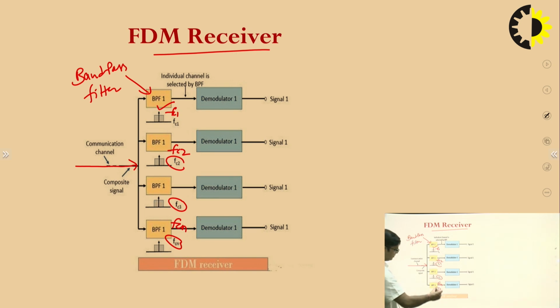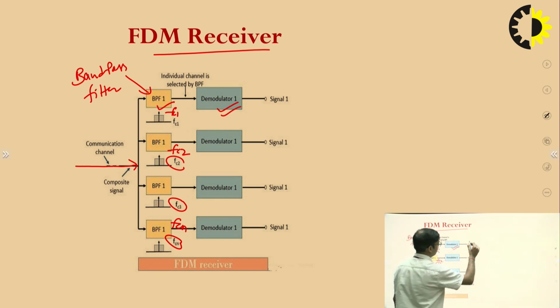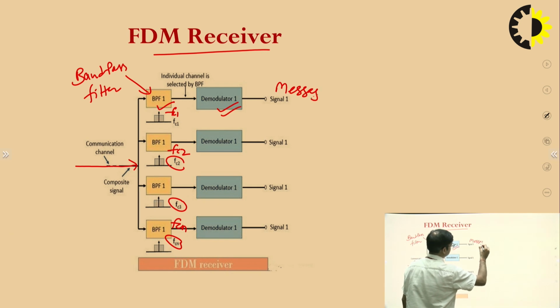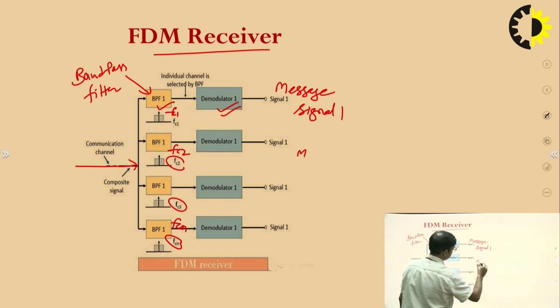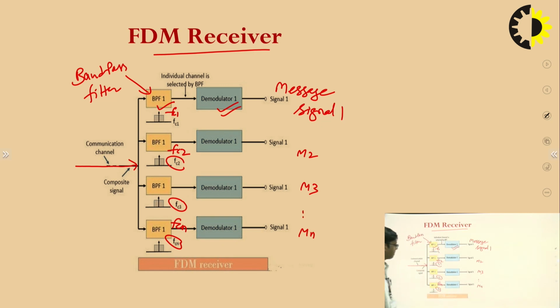Now by using these filters, we have separated different frequency signals, because different frequency signals correspond to different message signals. As we know, these are the high frequency signals. These need to be applied to the demodulators, and the demodulators will give us our message signals back: message signal 1, message signal 2, message signal 3 and up to message signal N. So this is the block diagram for the FDM receiver.